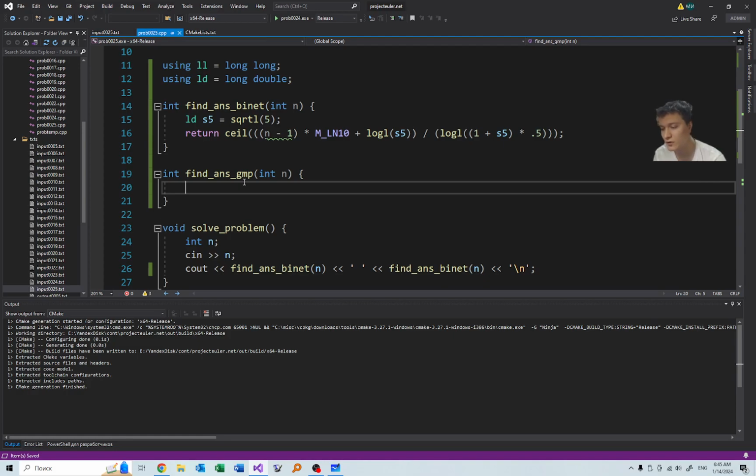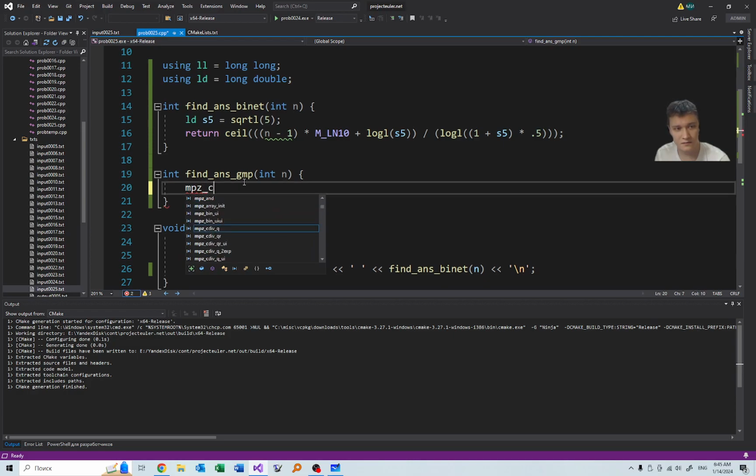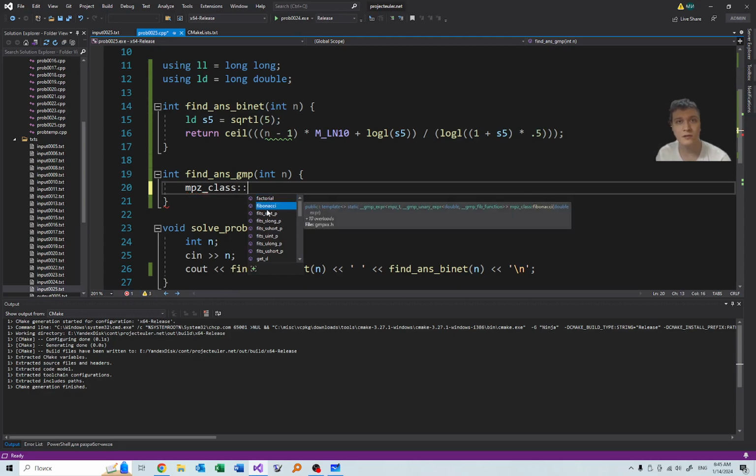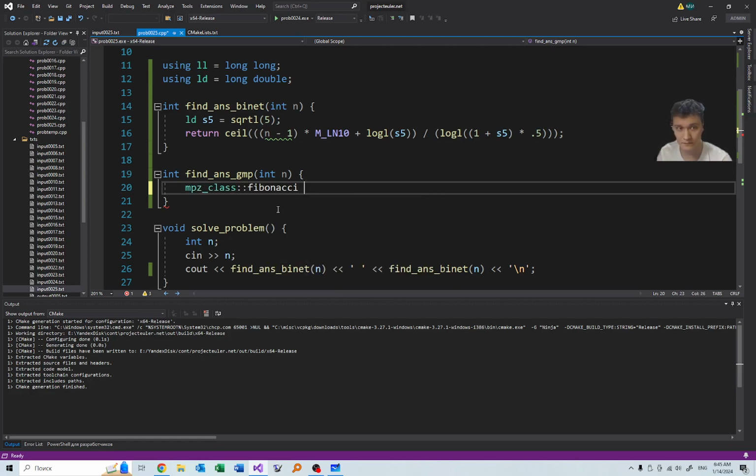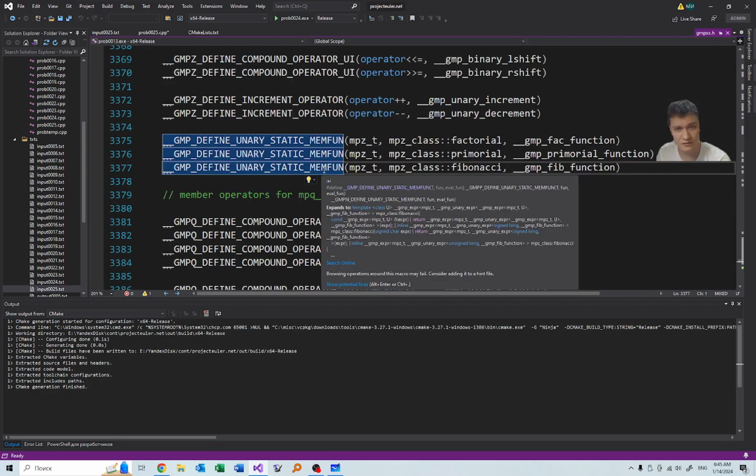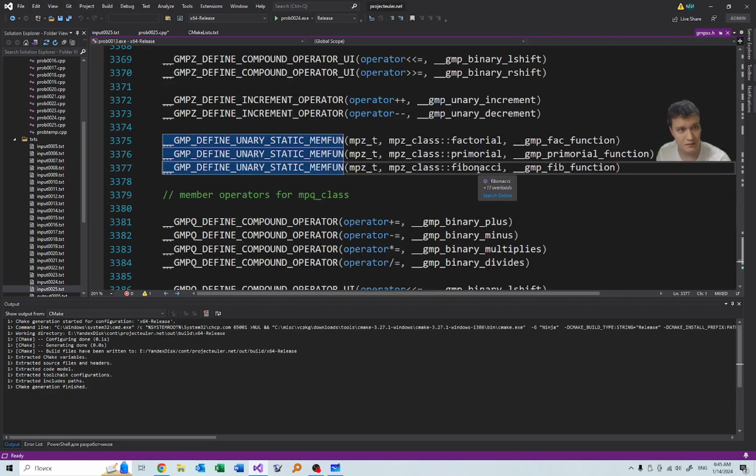How do we work with GMP? It's kind of easy. We have the mpz class. First of all, it has just a Fibonacci function. We will not use it because we will need to calculate a lot of Fibonacci numbers. If we only had to calculate one of them, then there is an optimized function which does it.